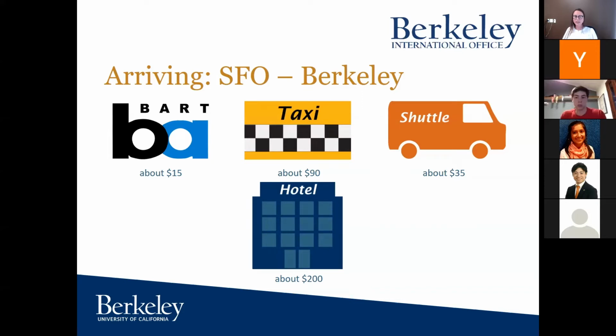And if you are planning to stay in a hotel when you first get here, again, the Bay Area is fairly expensive, so for hotels, you want to plan for about $200 a night. And there are also options through Airbnb, which is another website that you can use to rent housing.